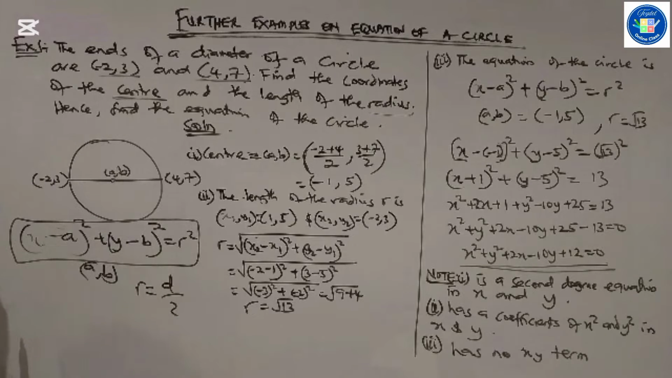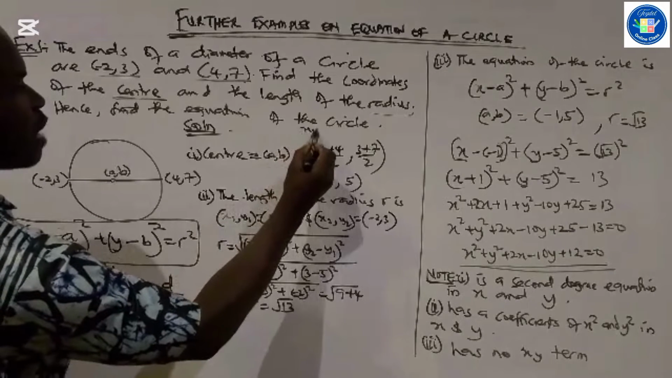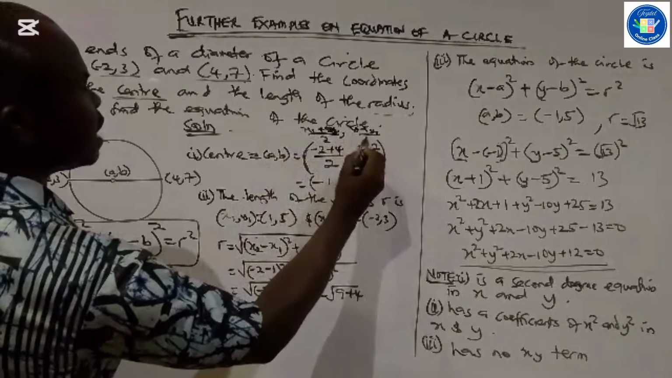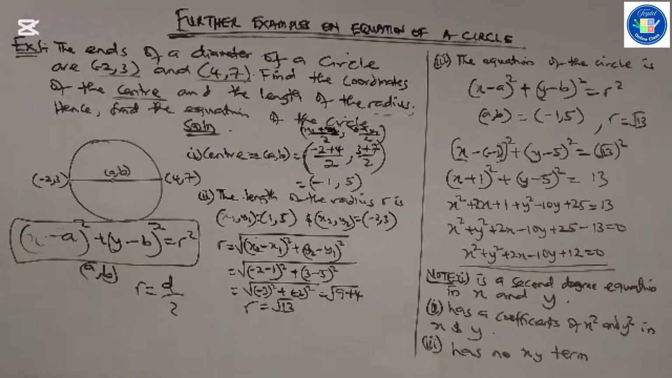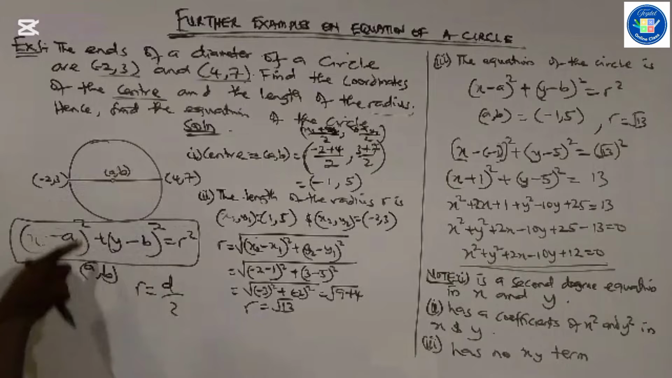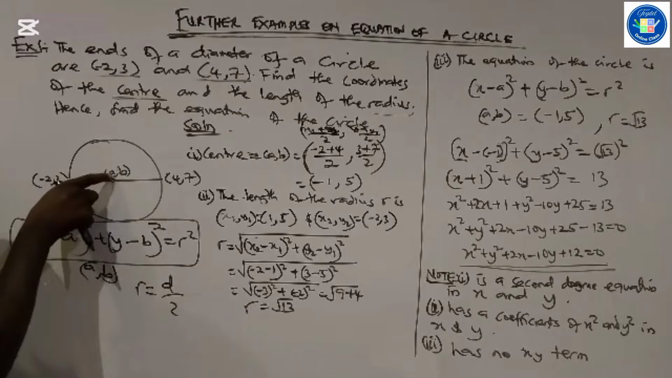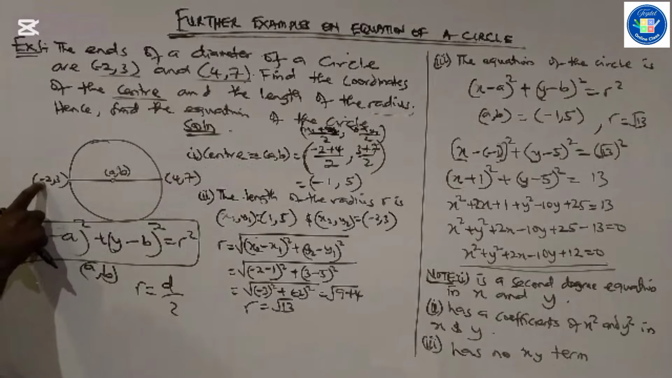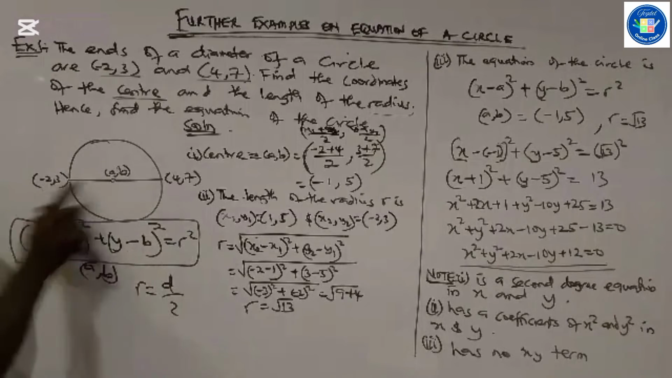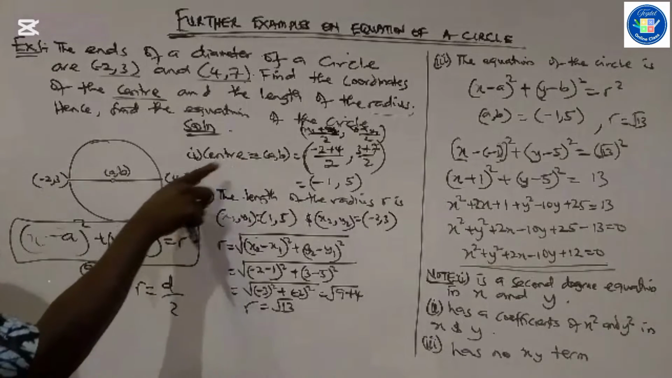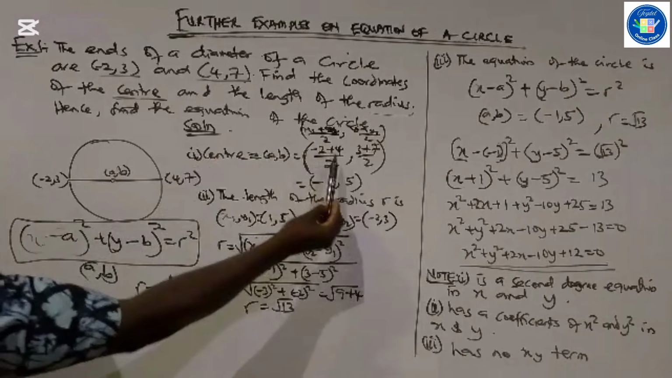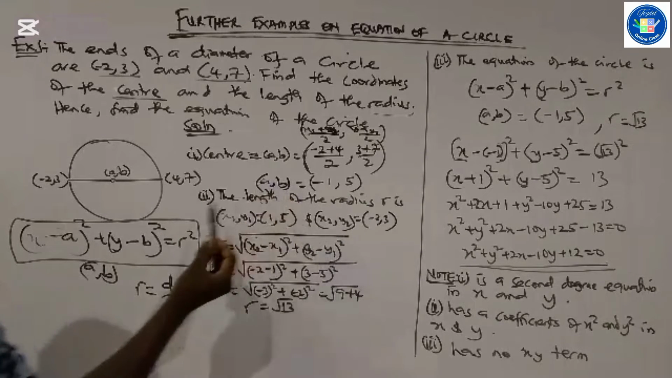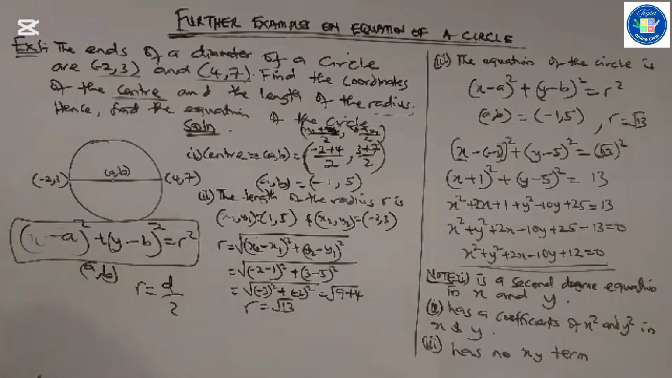The midpoint of a line by formula is given as (x1 + x2)/2, then (y1 + y2)/2. That is the formula. You can check my video on how to find the midpoint of a line. If you apply that, we will be able to find the center, which is (a, b). a represents the x-axis, b represents the y-axis. So -2 is x1, then 4 is x2, 3 is y1, then 7 is y2. If you apply the midpoint formula, you are going to get the coordinates of a and b, which is the center of the circle, as (-1, 5).